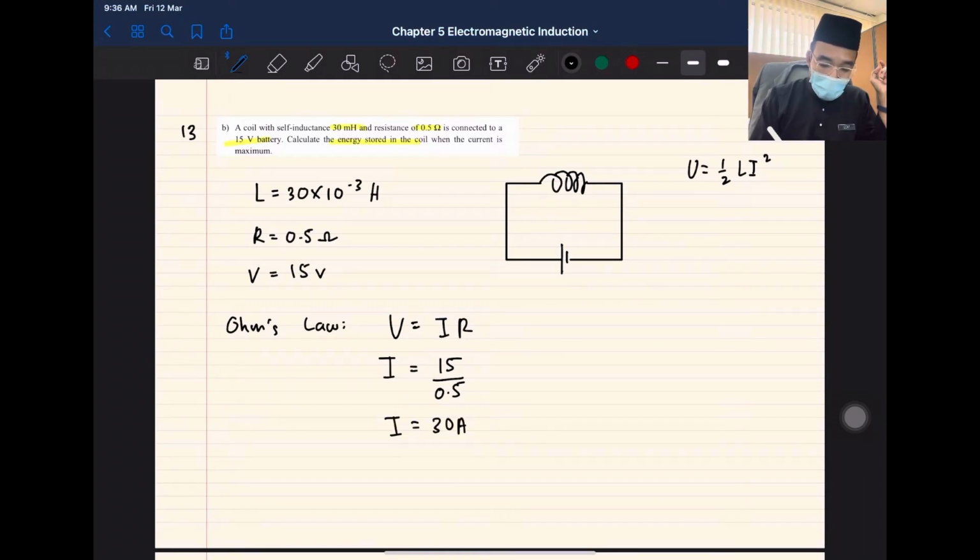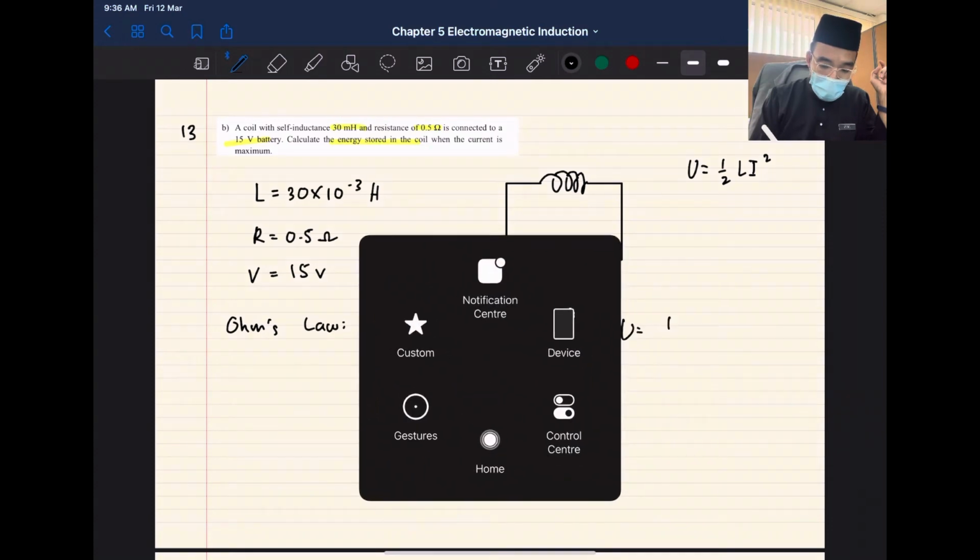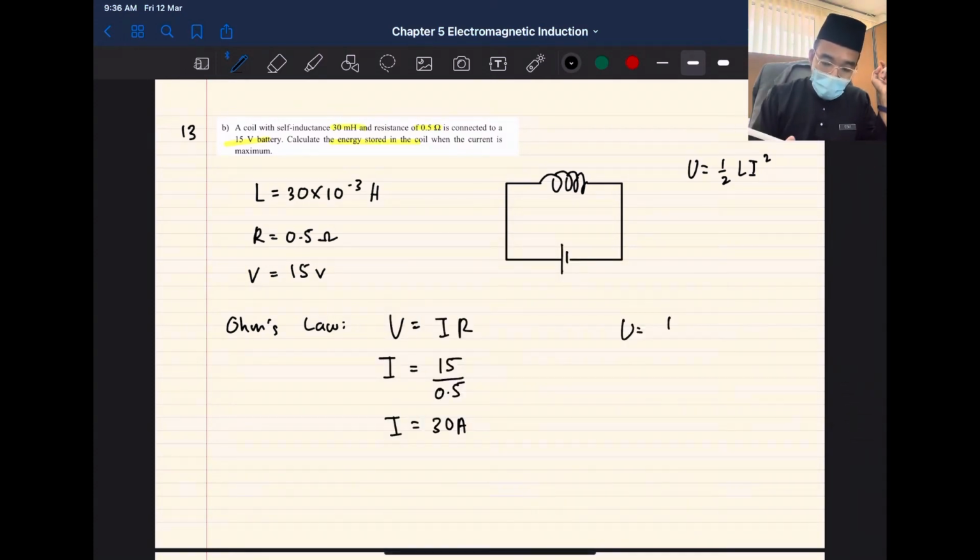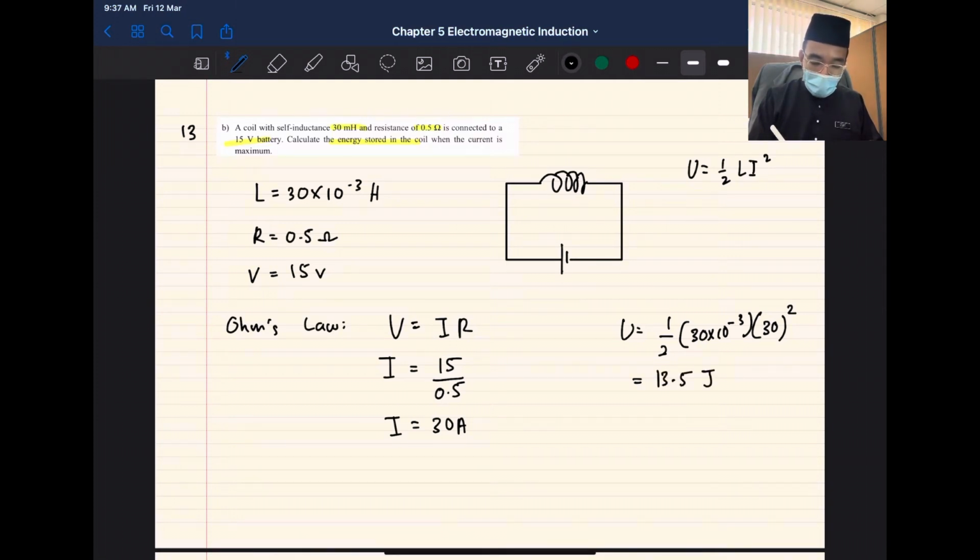Okay, once I got this one, I can solve using U equals half L, which is given. Don't forget the square. So you got here 13.5. Use the SI unit. The final answer will be in SI unit, which is Joule.